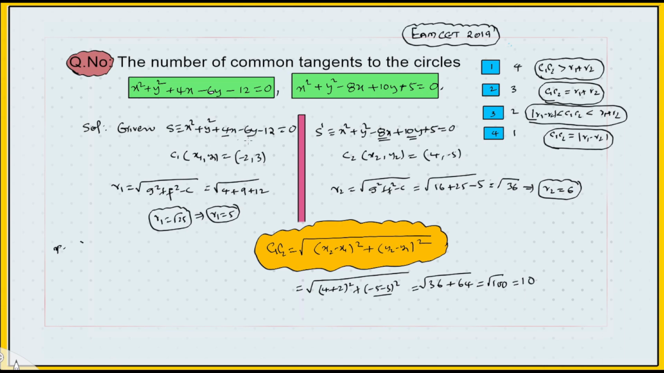First circle S, second circle S dash. C1 is (x1, y1), which is (minus g, minus f): half of the x coefficient and half of the y coefficient with opposite sign. Half of 4 is 2, so minus 2, and half of minus 6 is minus 3, so plus 3. We have to change the sign of half of the x coefficient and half of the y coefficient.